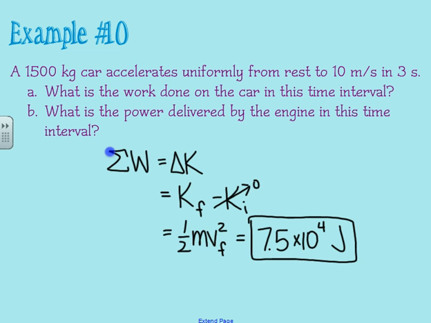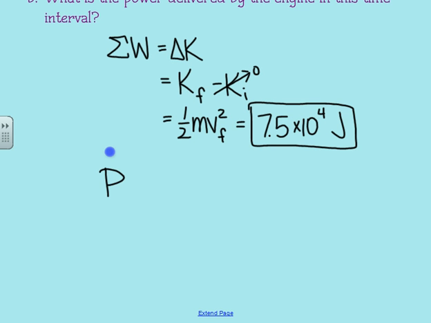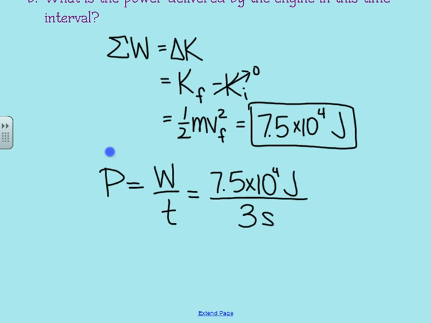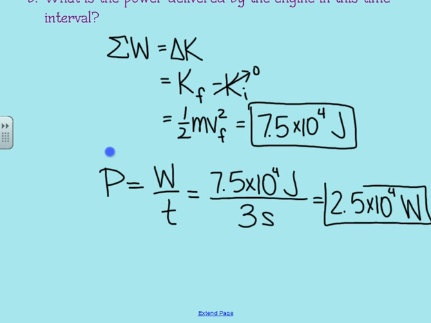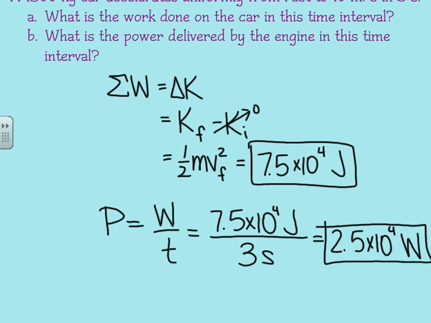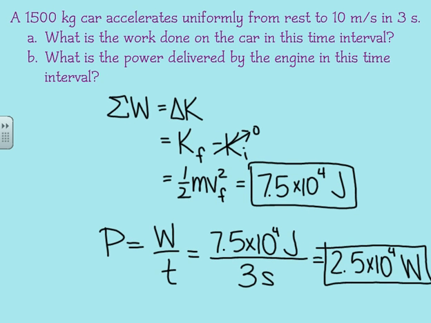The power delivered is work divided by time. So 7.5 times 10 to the 4th joules divided by the time of 3 seconds. That gives me 2.5 times 10 to the 4th watts. Again, a reasonable number because I'm accelerating a very large object, and I'm getting it going pretty fast in a small period of time.